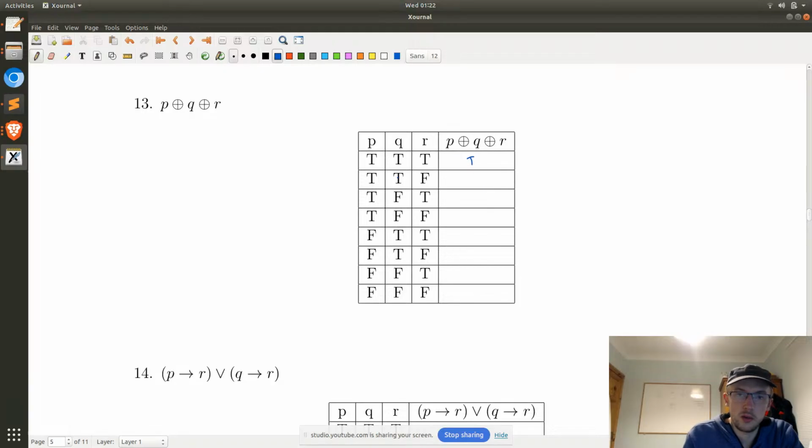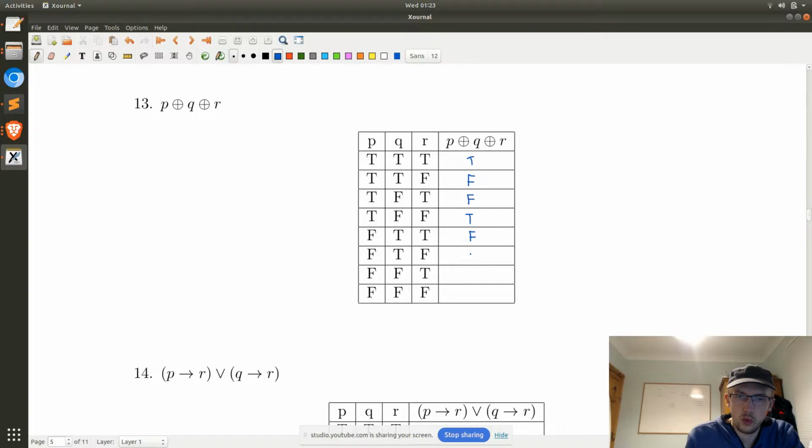True XOR true is false. False XOR false is false. True XOR false is true. True XOR false is true. True XOR true is false. True XOR false is true. True XOR false is true. False XOR false. False XOR true is true. True XOR true is false.